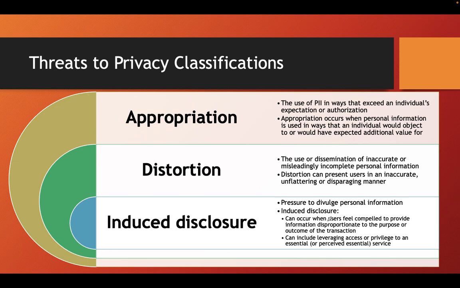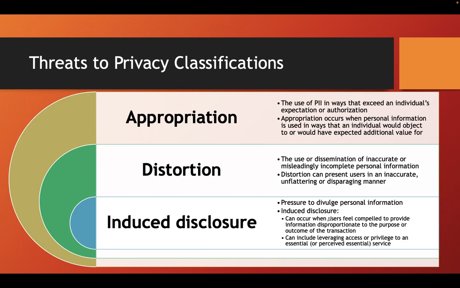When they exceed the level upon which you have allowed them to use your personally identifiable information, this is called appropriation. Appropriation also occurs when personal information is used in ways that the individual would object to, the way you would not like.